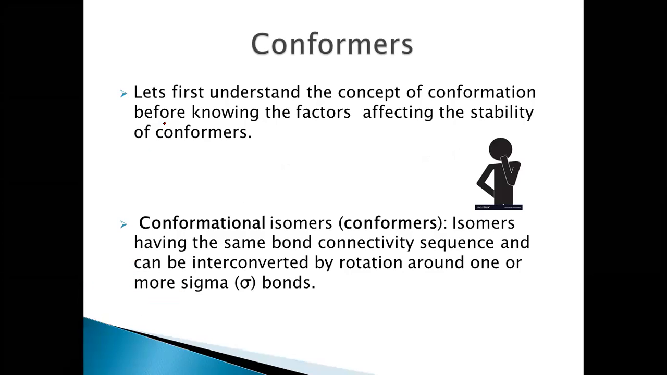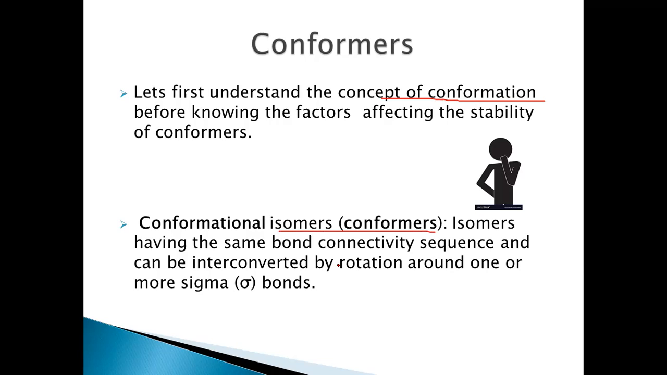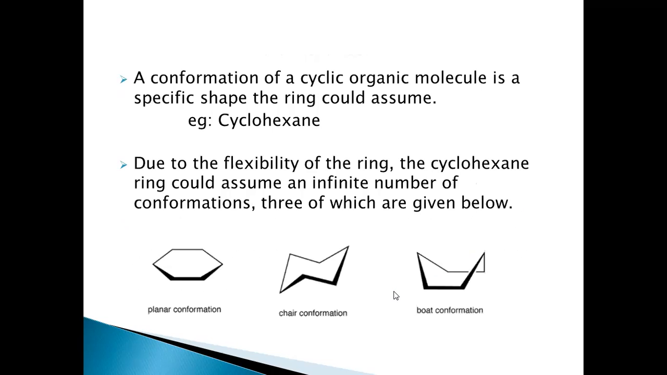So before understanding the factors which are affecting the stability of these conformers, let's first understand the concept of conformation. Conformational isomers, also called conformers, are isomers which have the same bond connectivity sequence. That means the sequence is not changed in the molecule. The only thing is they can be interconverted by the rotation around the single sigma bond.